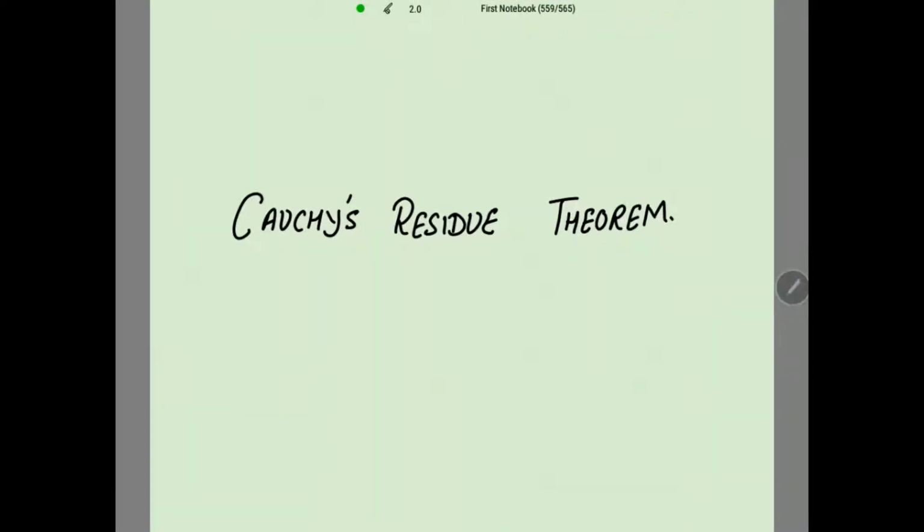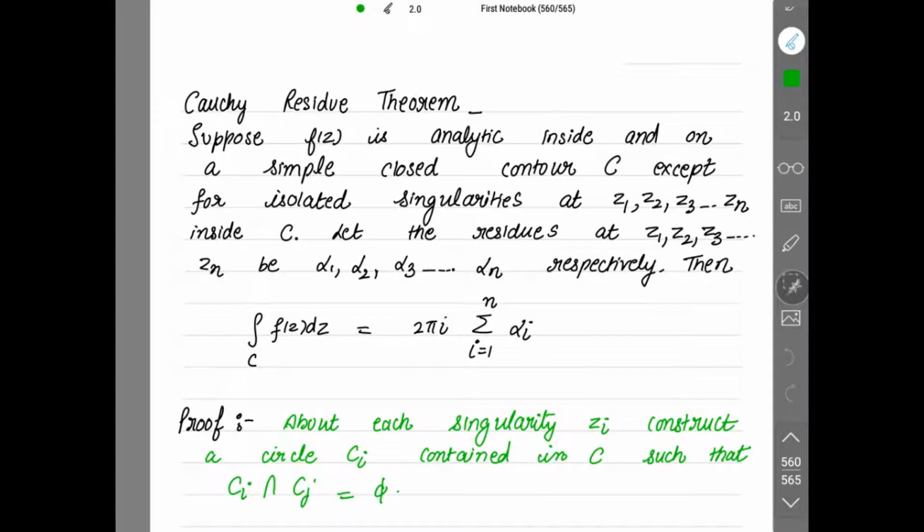Cauchy's residue theorem, a new topic for you guys. Let's start. Cauchy residue theorem.